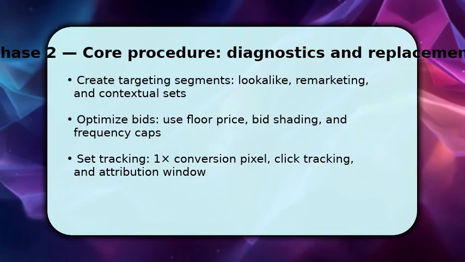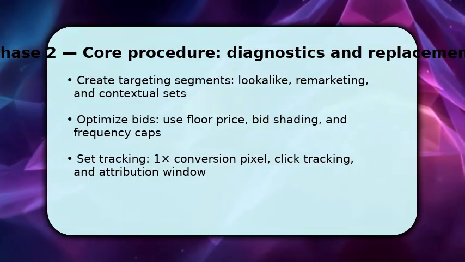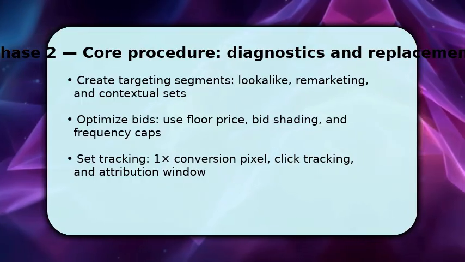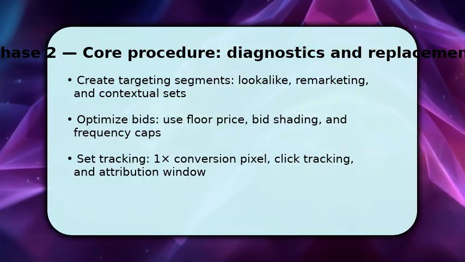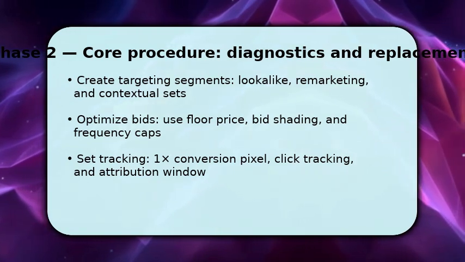Make sure your conversion pixel is accurate and attribution windows match campaign goals. If metrics lag, use shorter windows for faster feedback. Keep iterating creative and bids every 48-72 hours based on performance.